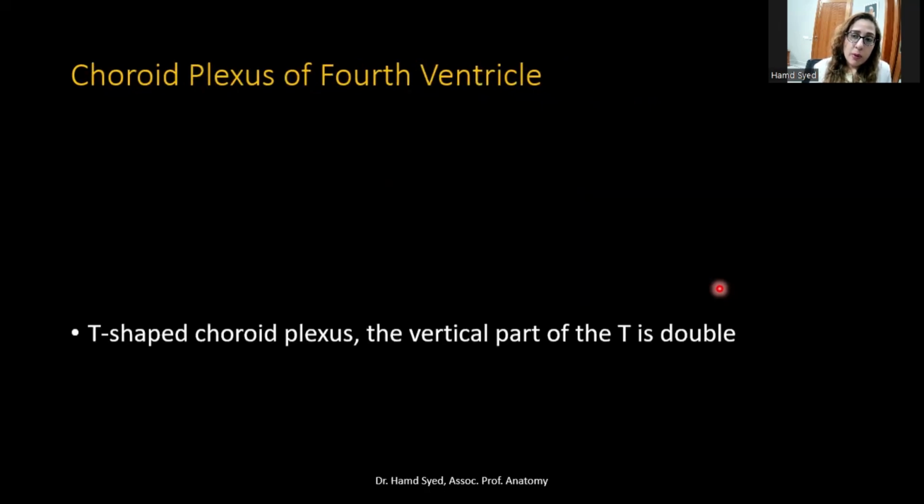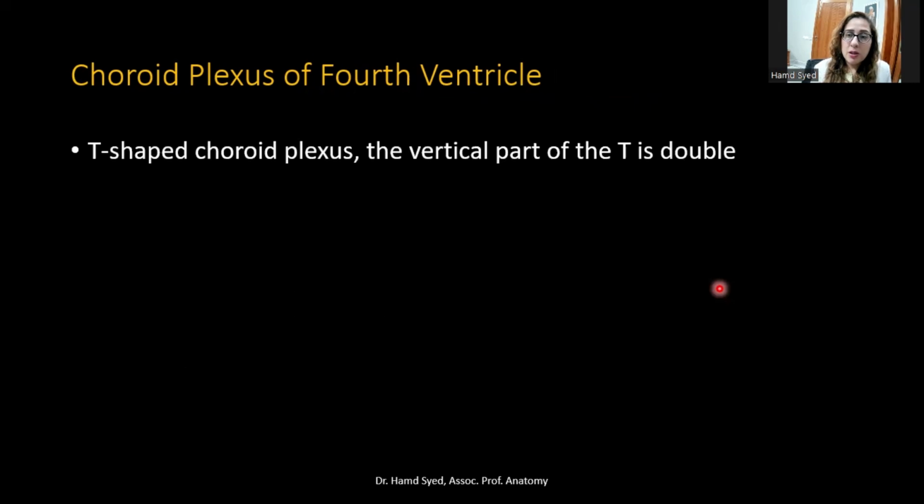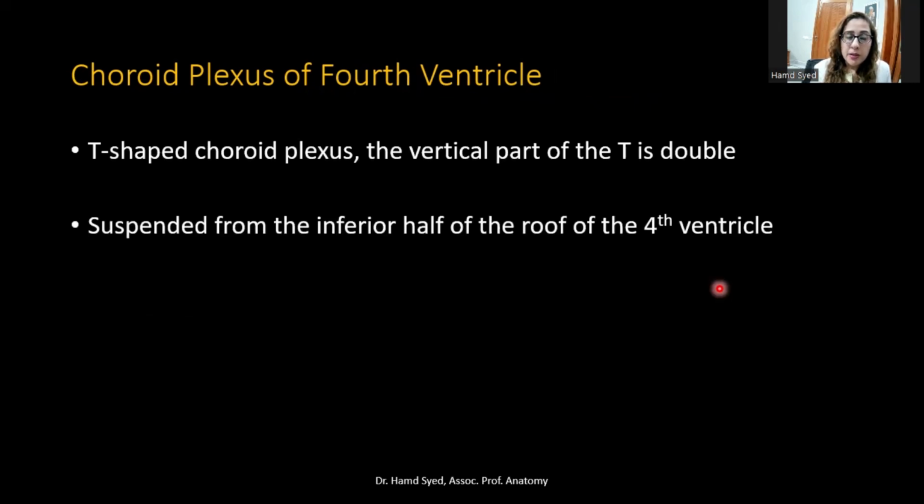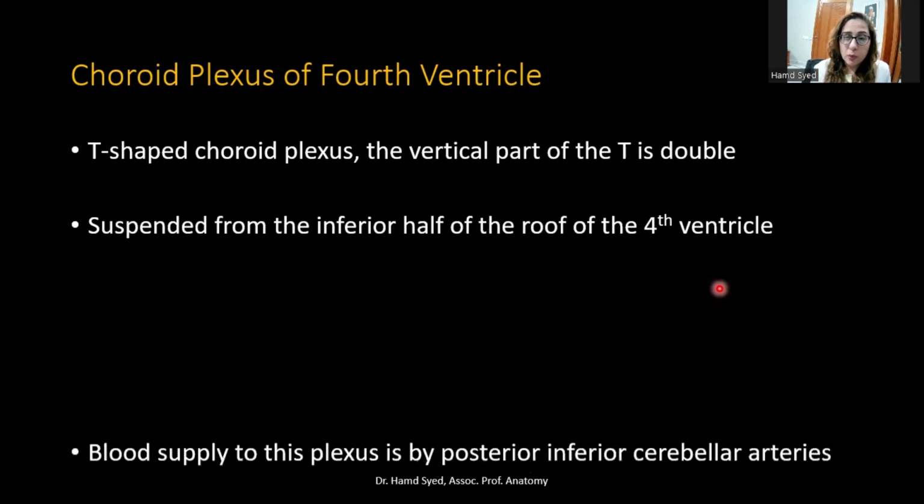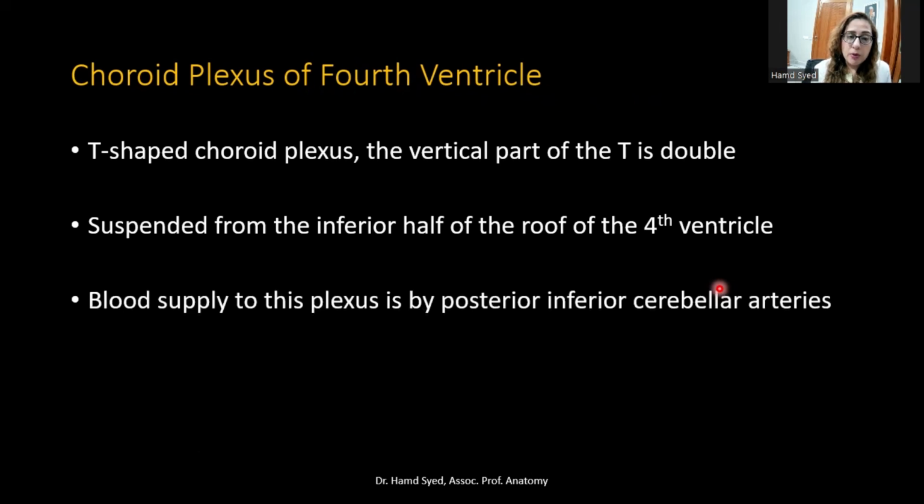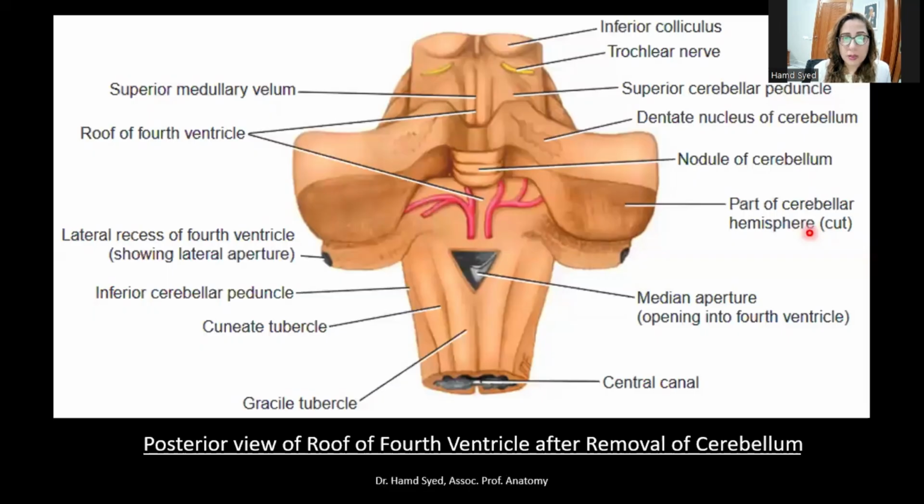Now, what about the choroid plexus of the fourth ventricle? This is a T-shaped plexus, and the vertical part of that T is double. It is hanging or suspended from the inferior part of the roof of the fourth ventricle, and the blood supply to this plexus is by the posterior inferior cerebellar arteries.